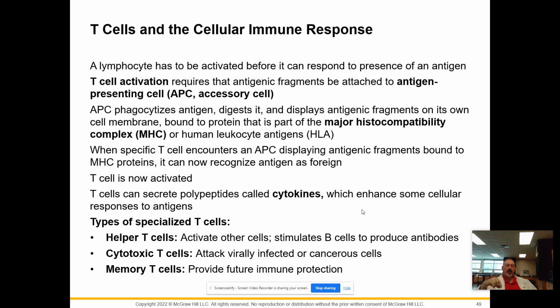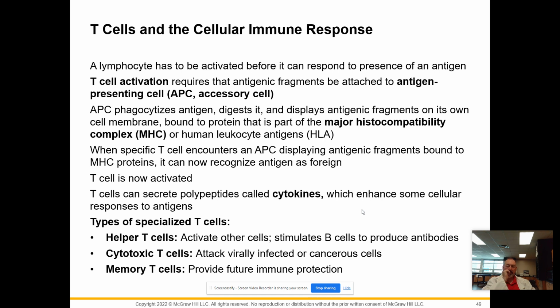And T cells are going to start talking with their language of something called cytokines. And cytokines are going to enhance the cellular response. Let's identify some specialized T cells. The first one we're going to identify is the helper T cell. The helper T cell is going to activate other cells, including B cells.